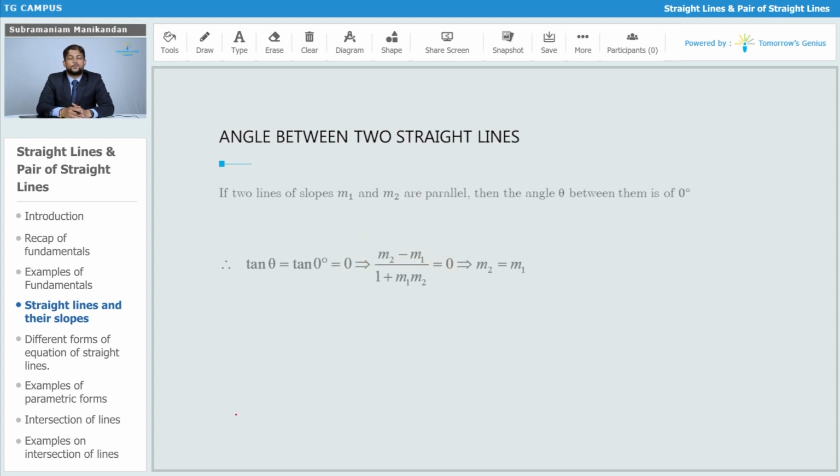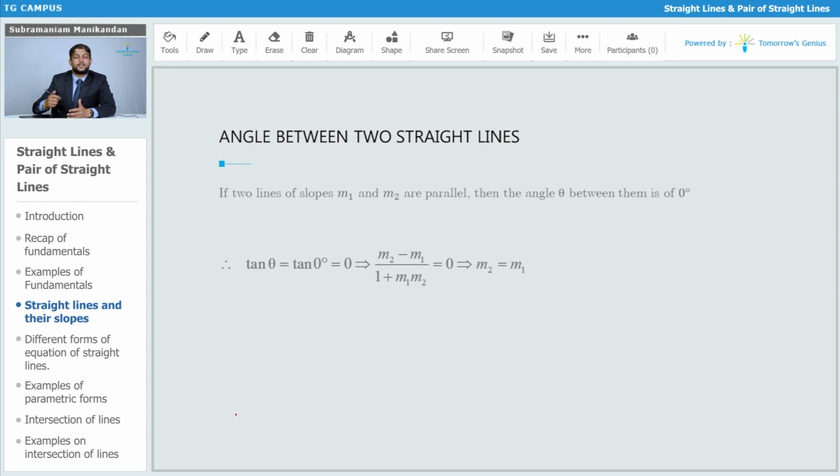So this formula brings us to the condition where the two lines are parallel or perpendicular. If the lines are parallel, then you could say that the angle between them is either 0 degrees or 180 degrees. In either case, tan is 0. Tan 0 degrees is 0, tan 180 degrees is also 0. So that gives us m1 minus m2 divided by 1 plus m1 m2 as equal to 0. Solving which we get m1 is equal to m2.